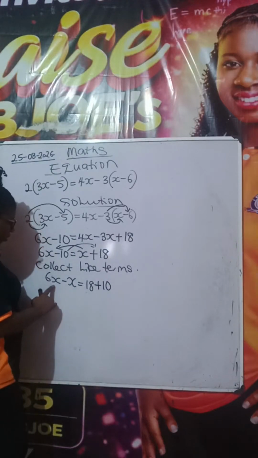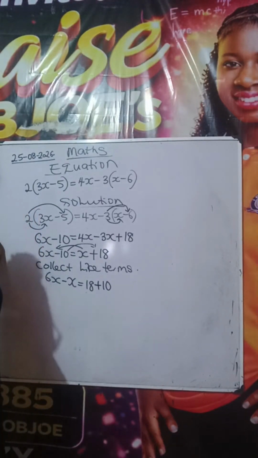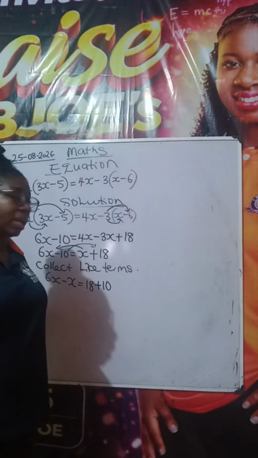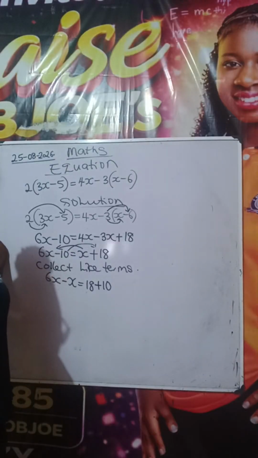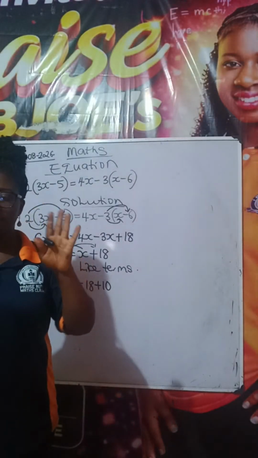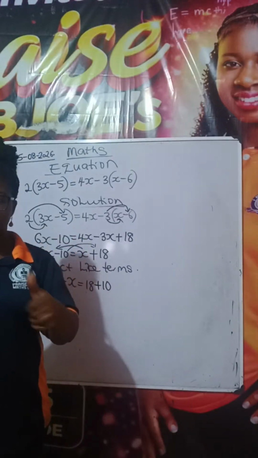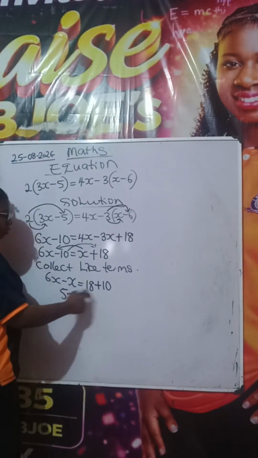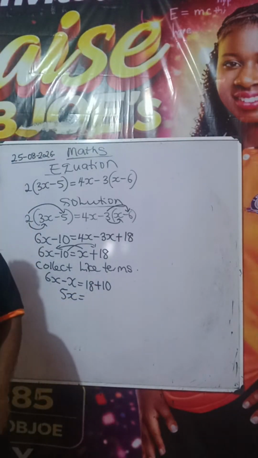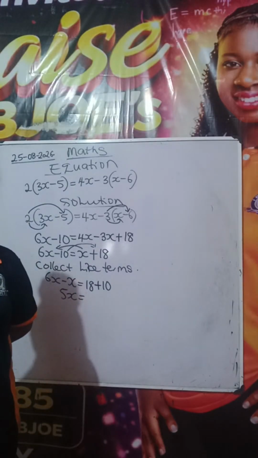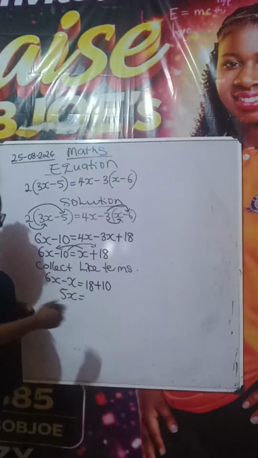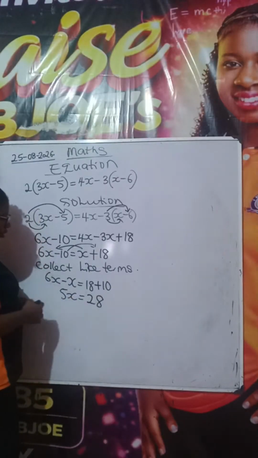Then we have 6x minus x. What are we going to get? 6x minus x, so we are getting 5. So that will give us 5x. Correct. So we have 5x equals to 18 plus 10. What do we have? 18 plus 10. Everybody, 18 plus 10 will give us 28. Correct. Now, what do we do next?